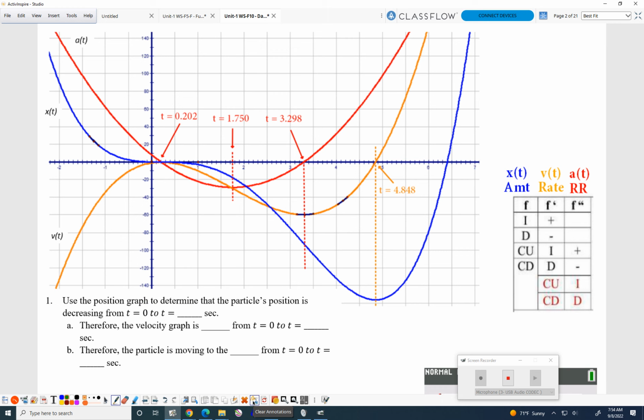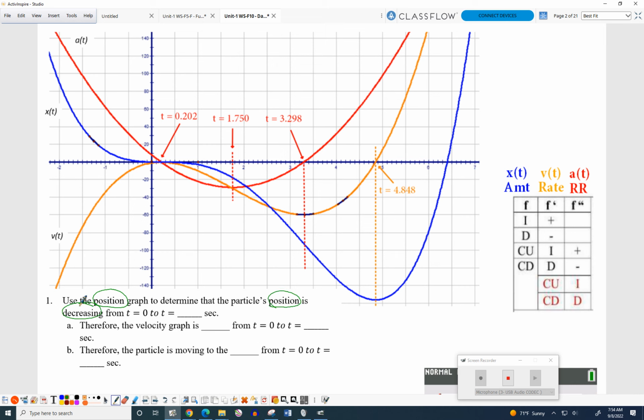Okay, look, listen close, the entire packet is trying to get you to see how two things correspond. So when you read the question, don't read it in sequence, kind of jump around a little bit, looking to see what they're searching for as far as the correspondence. So for example, right here, it says use position to determine when the particle's position is decreasing.